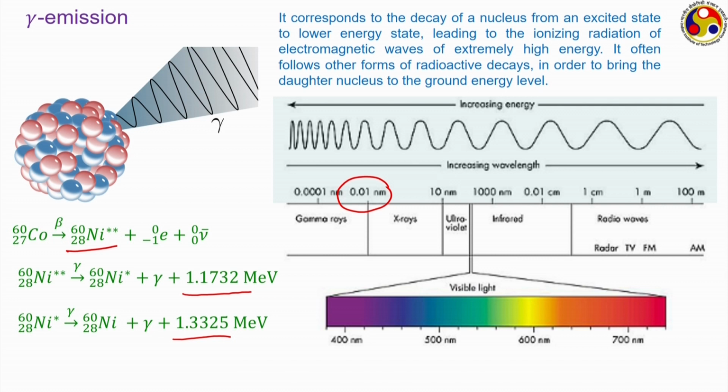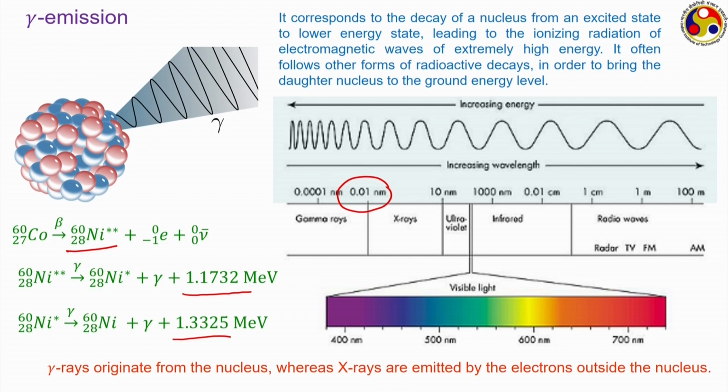Beta rays are much smaller, so they have more penetrating power compared to alpha particles, but that is nothing compared to gamma rays. And another important difference that we have between gamma emission and the electron capture that we had in the previous case.